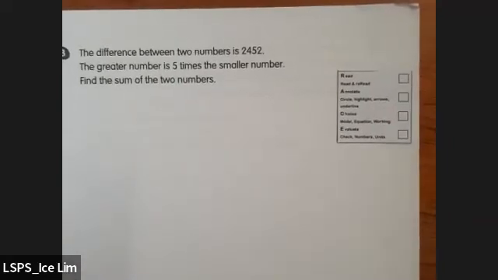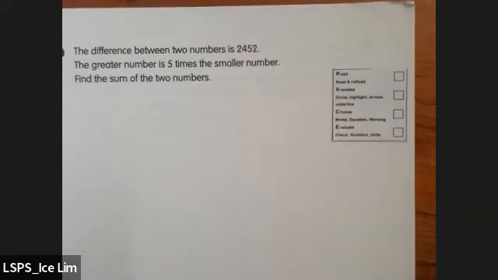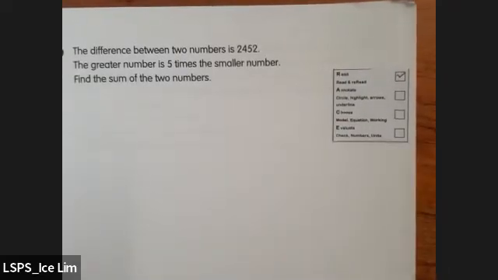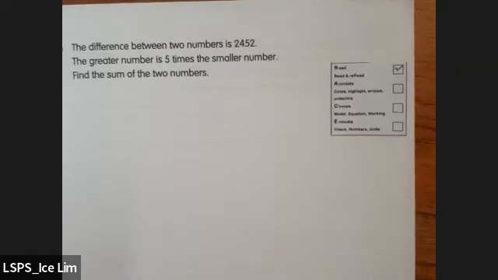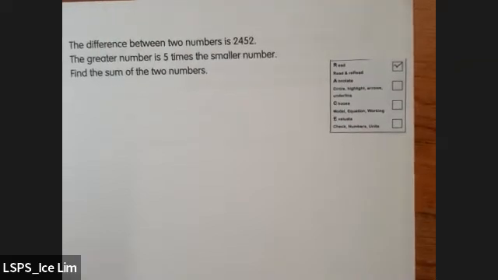The difference between two numbers is 2,452. The greater number is 5 times the smaller number. Find the sum of the two numbers. Read it again. The difference between two numbers is 2,452. The greater number is 5 times the smaller number. Find the sum of the two numbers.